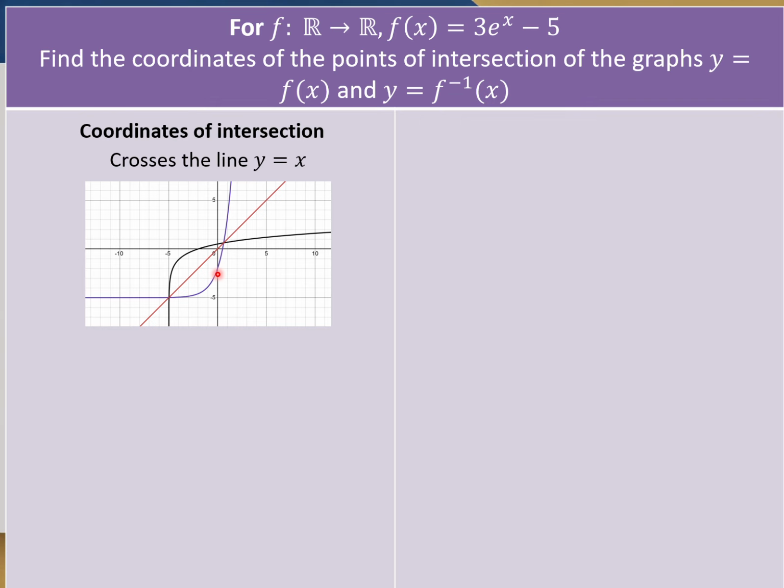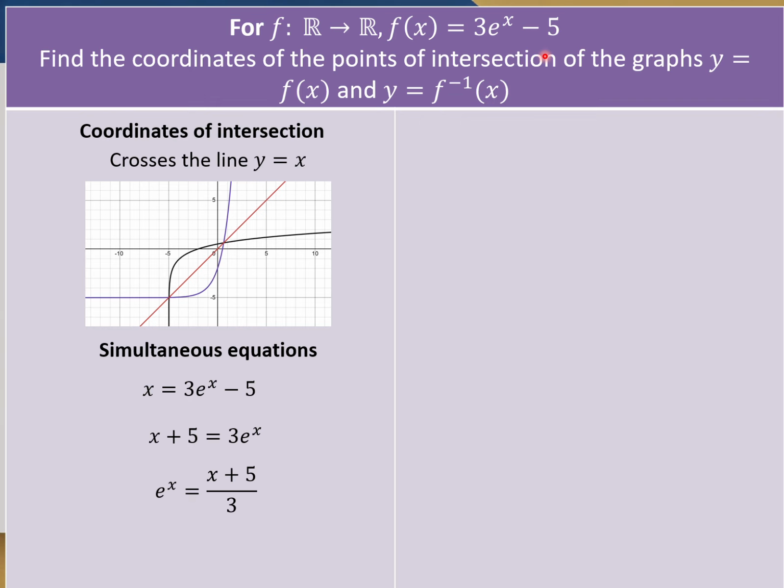That means we don't need to find the inverse to find where the inverse will intersect. All we need to do is use simultaneous equations. So we know y is equal to x. So wherever y is in my original equation, I'm just going to put x. Now I can solve it. So I've got x is equal to 3e to the power of x minus 5. I've got x plus 5 is equal to 3e to the power of x. And then I divide everything by 3.